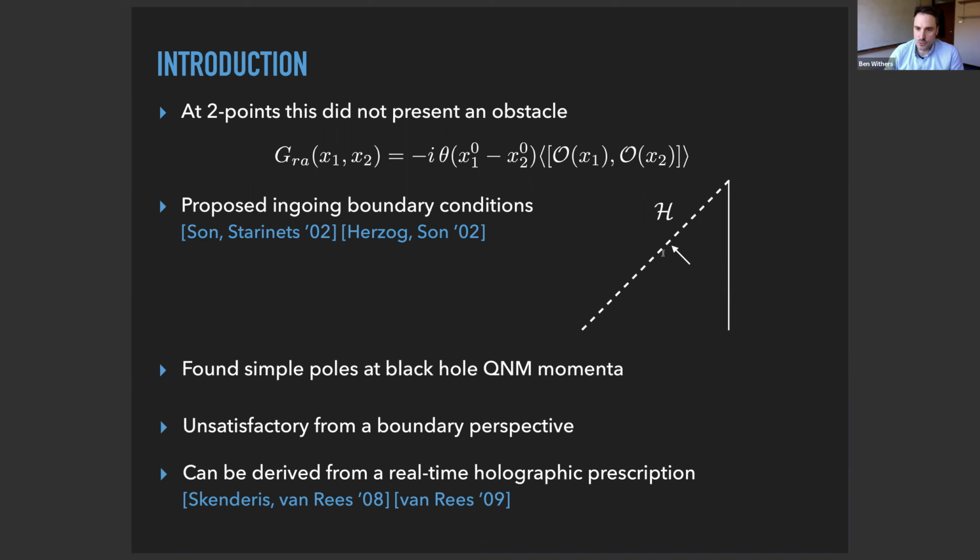So the question is, how would you impose this ingoing condition from a CFT point of view? And this has been resolved a bit later by using a real-time holographic prescription. And I'll go into detail how you do this in a few slides' time. But there's a way of extending this GKPW dictionary to real-time situations, and one of the ways of doing that is this Skenderis-van Rees real-time holographic dictionary. And within that dictionary, it's possible to derive this ingoing boundary condition purely from things you specify at the boundary, from a CFT point of view. So we'll get into that shortly.